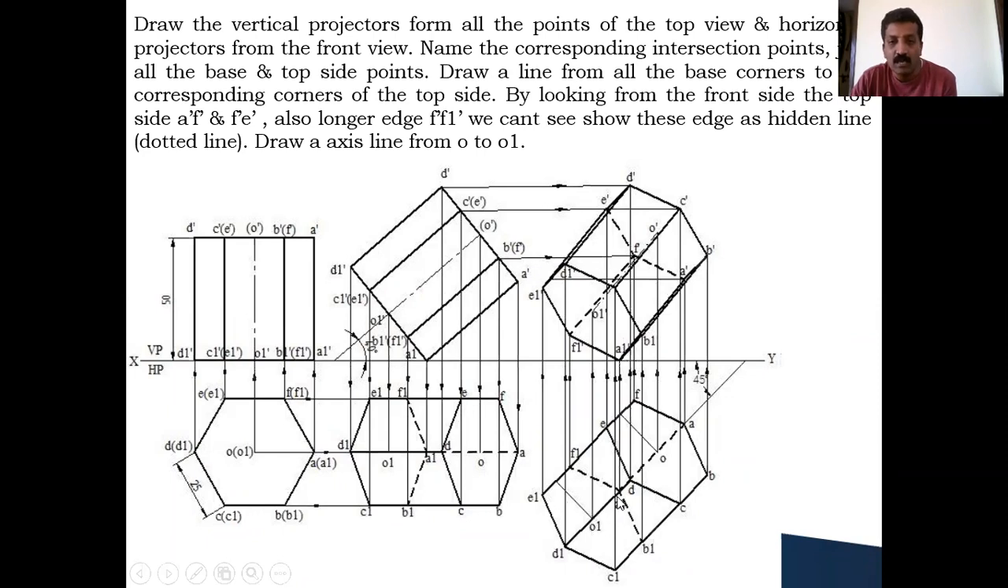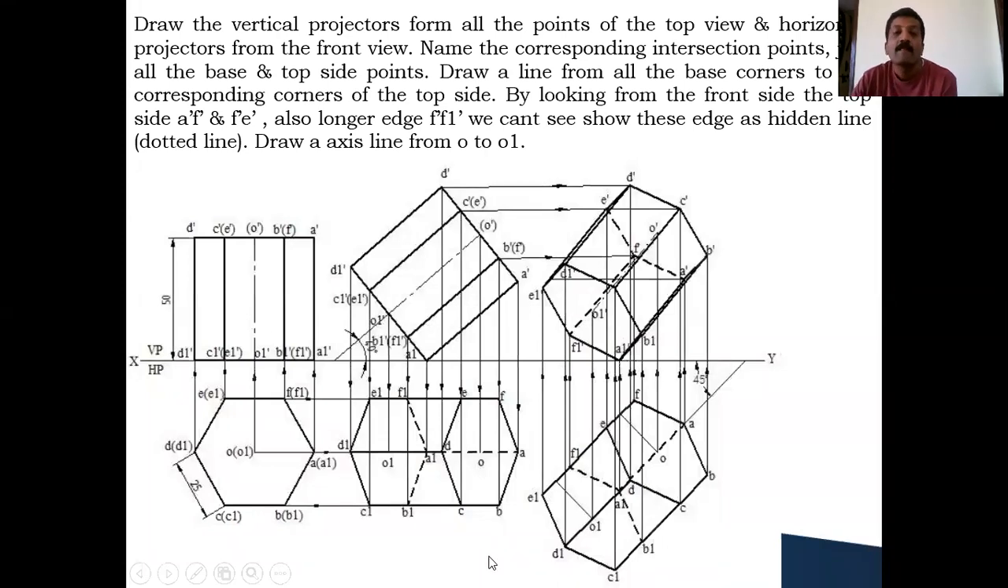So A1 is here, A1 dash is here, this is A1. B1 is here, B1 dash is here, this is B1. C1 is here, and C1 dash is here, this is C1. D1 is here and D1 dash is here, this is D1. E1 is here and E1 dash is here, this is E1. F1 is here and F1 dash is here, this is F1, and axis point O1 is here, O1 dash is here, this is O1.